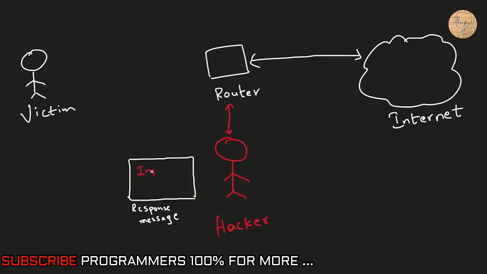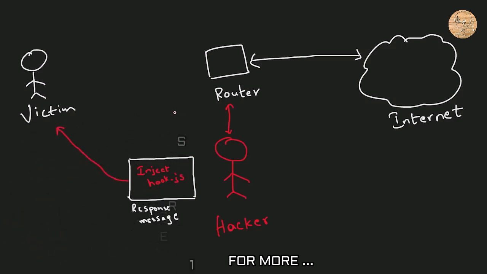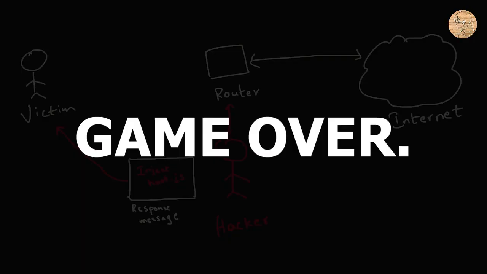So before forwarding the website responses to you, the hacker modifies them and injects the JavaScript that is responsible for hooking your browser with the hacker's computer. As a result, BeEF can now interact and control all the websites that you are using in your browser, which is, as you'd expect, game over.